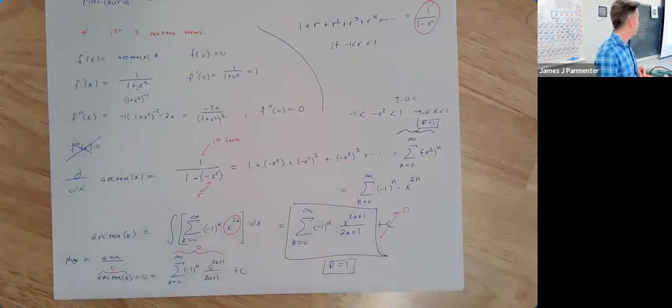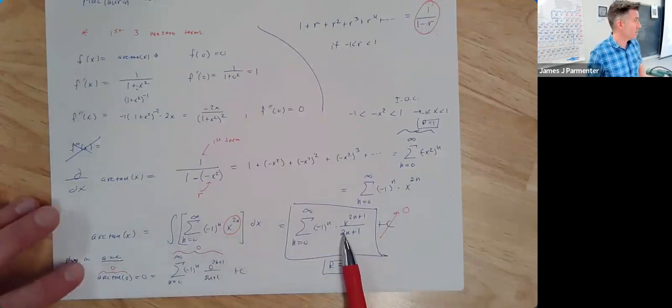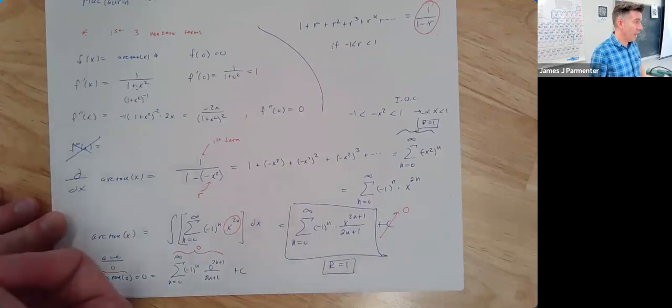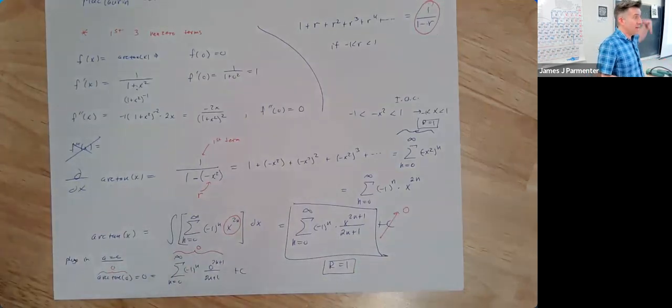Are we integrating the series to find the plus c? We're integrating the series to get the new series. But when you integrate a function, you get a plus c, right? It's an indefinite integral, and so there's a plus the constant at the end.